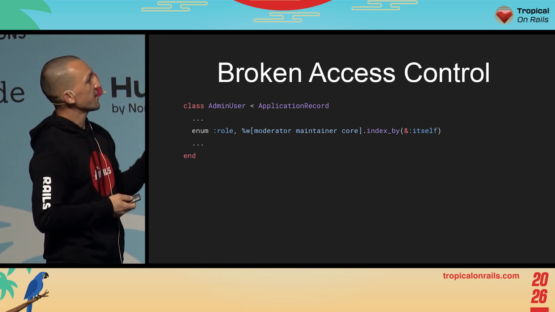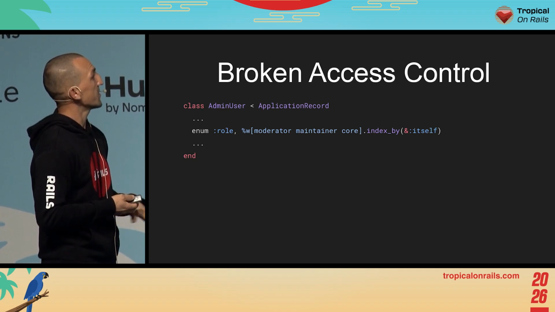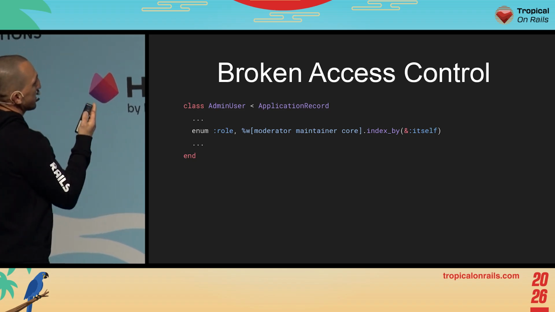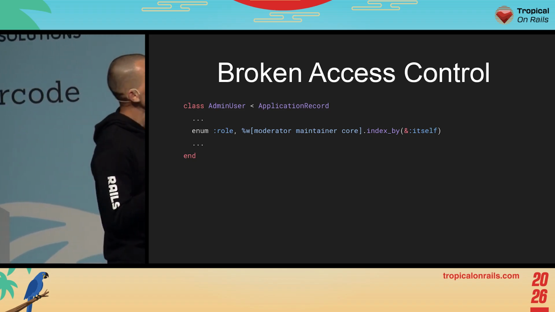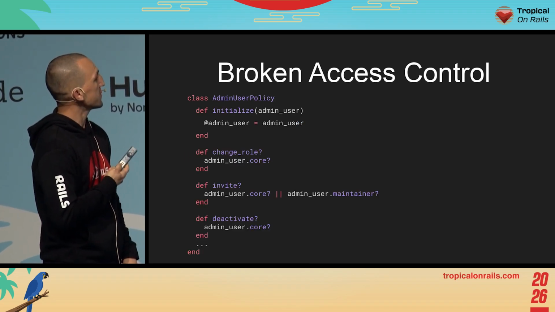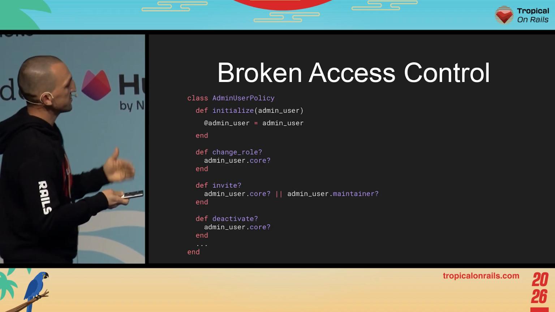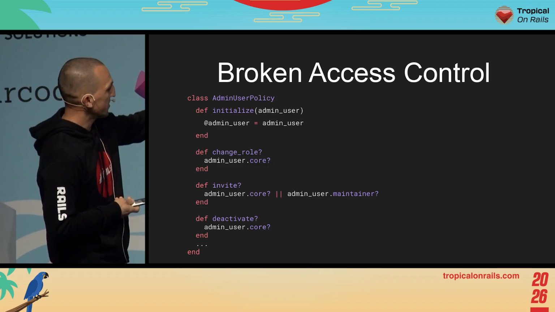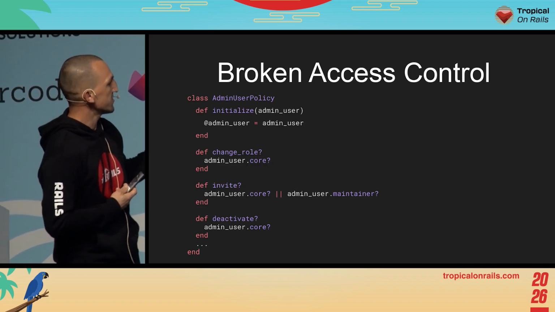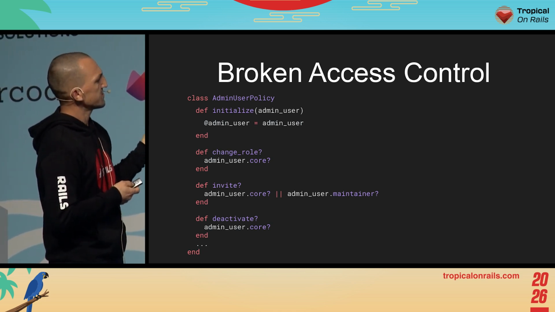And this is, again, something I found recently, actually, in an open source Rails app, a real-world example. It has an admin user class, and it can have 3 different admin user roles: moderator, maintainer, core. And then you look at the admin user policy, and you can see that the core user has higher privileges than the maintainer one. It can change role, it can activate users, deactivate users, reset multi-factor authentication, and whatnot. And the maintainer user can invite users.